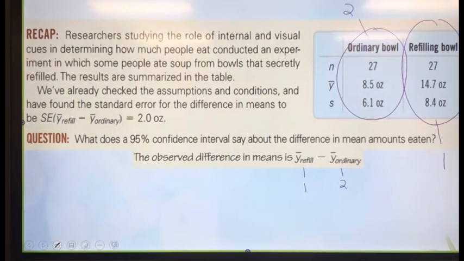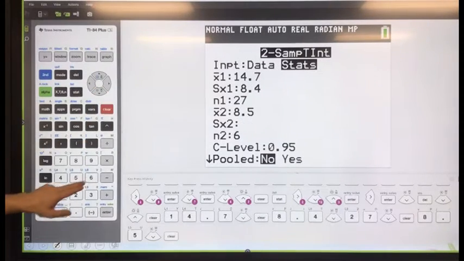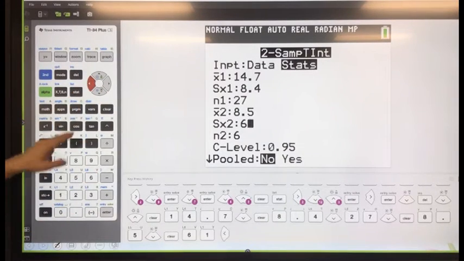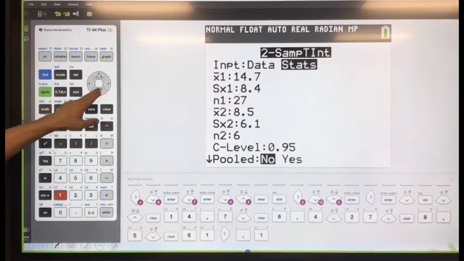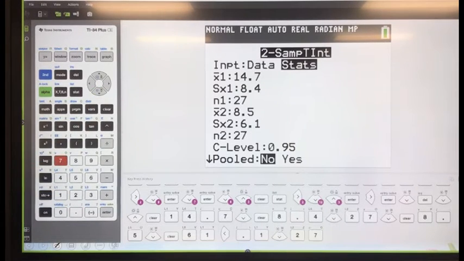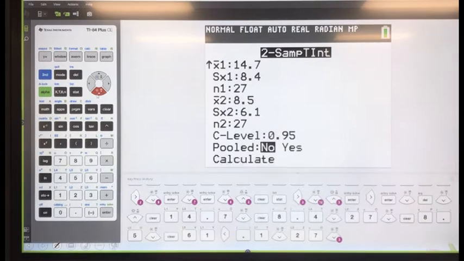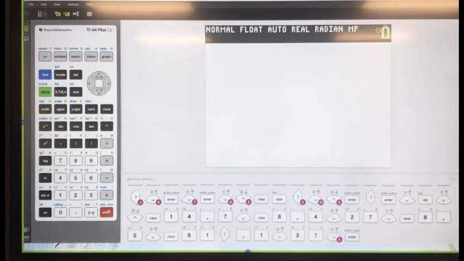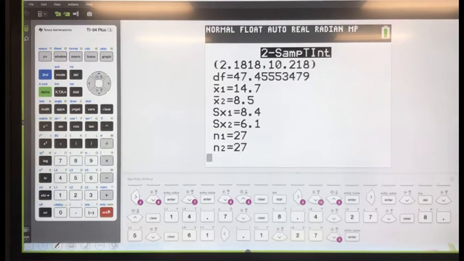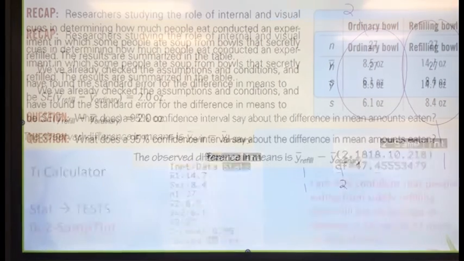My standard deviation for number 2 is 6.1, and a standard deviation of 27. Confidence interval, I want a 95% confidence. And pooled, I'm going to go ahead and say no. Like I said, it's always safe just to say no. And calculate. So there we go.